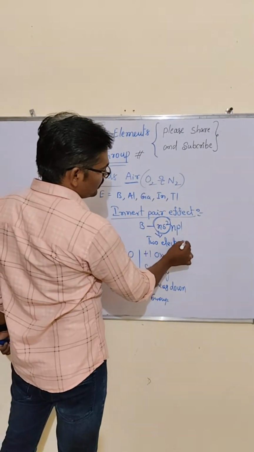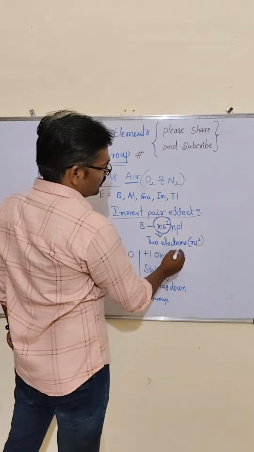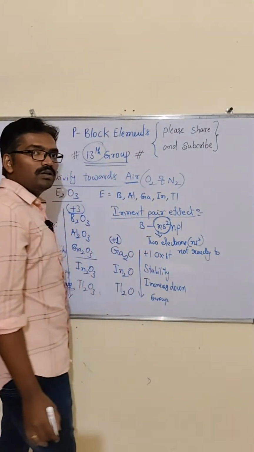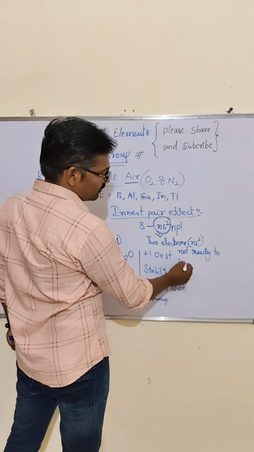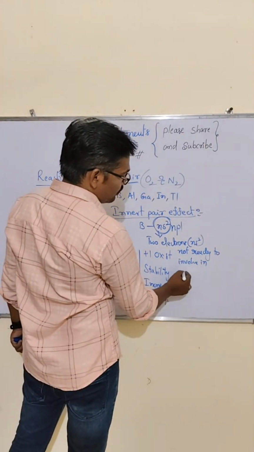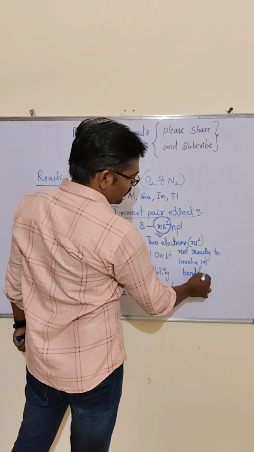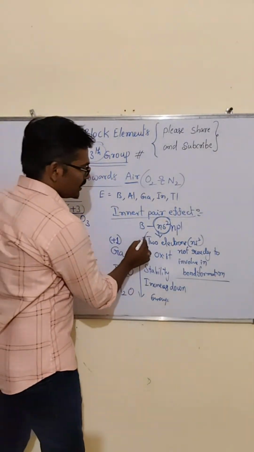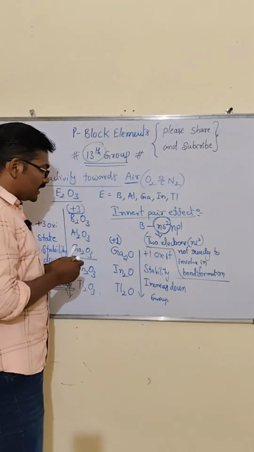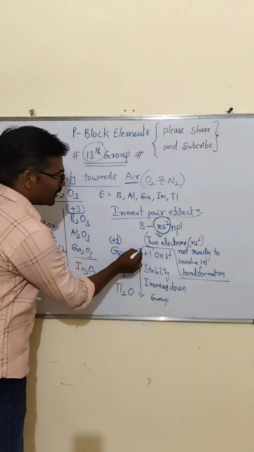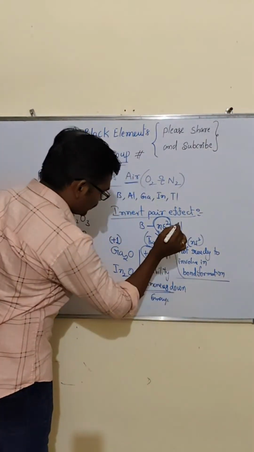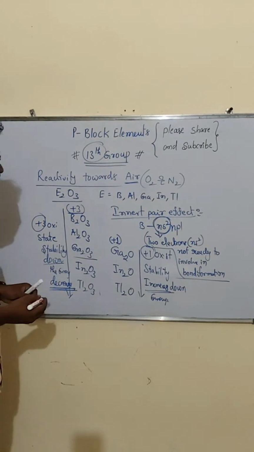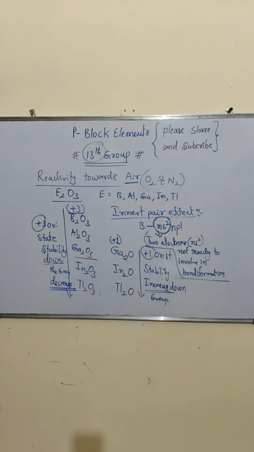Which are the two electrons? The ns2 electrons are not ready to be involved in bond formation. So that is the reason the +1 oxidation state increases down the group, and the +3 oxidation state decreases down the group. Yes, note this. Then we'll discuss one more point here.